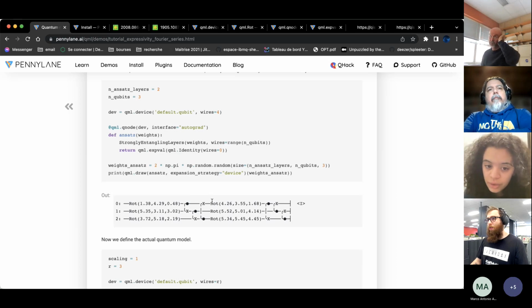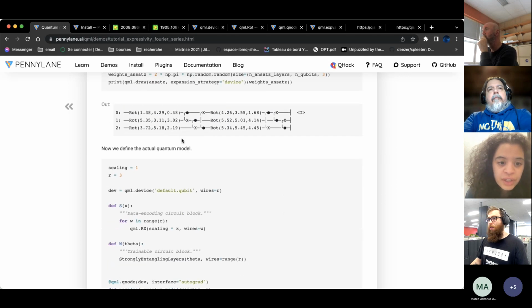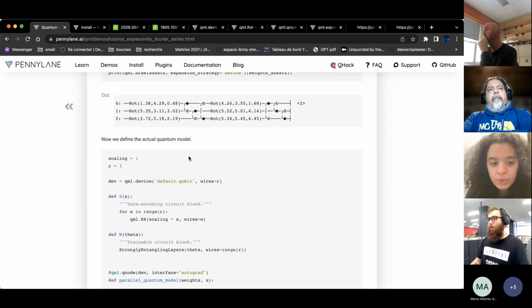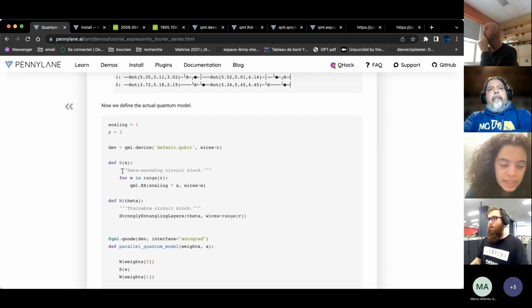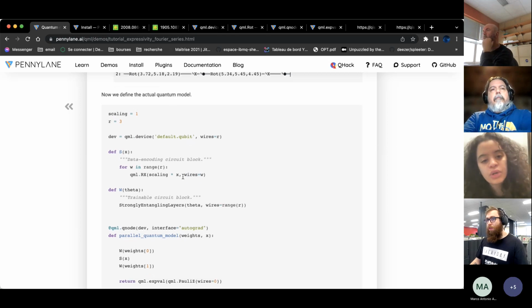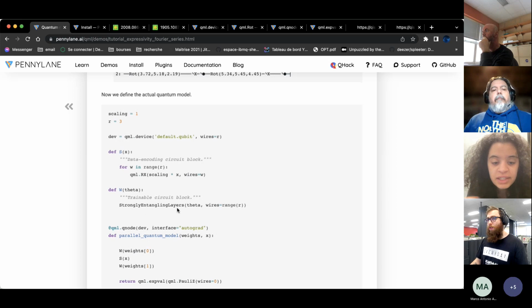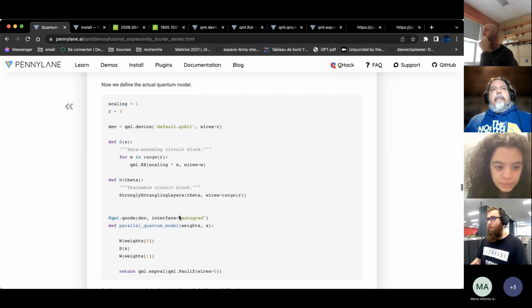And then it's followed by another rotation on the 3 qubits again, and then another layer of CX gates. So when you define the actual quantum model that we're going to use for training, here they call it again S. So S is the data encoding circuit. This time around, we don't have a single Rx here because we iterate through all of our qubits to apply the Rx gate. And then for our W gate, as I told you earlier, we use the strongly entangling layer that we defined as the ansatz. We could have used another one.